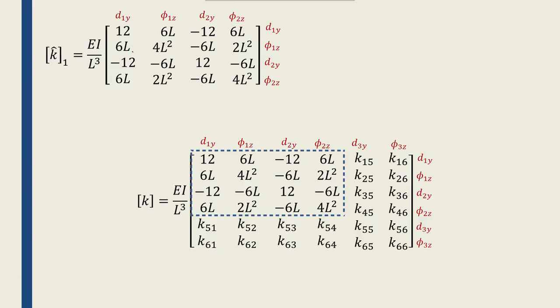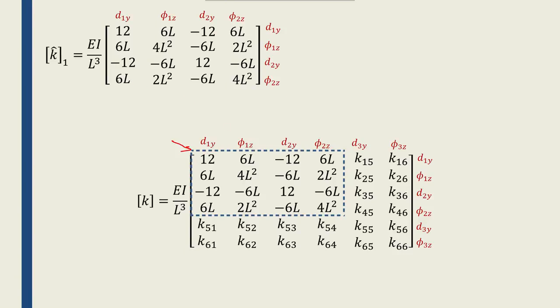Element 1 only consists of nodes 1 and 2. So node 1 has d1y, phi1z, node 2 has d2y, phi2z, as I've shown in here. So what that means is that I only need to use the displacements corresponding to node 1 and node 2 to fill in the global SFS matrix. And that portion of the global SFS matrix is shown by this dashed rectangle.